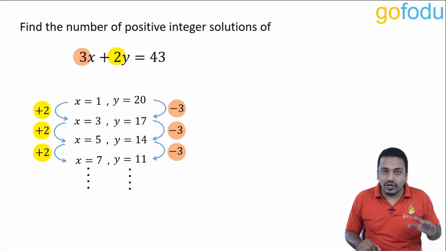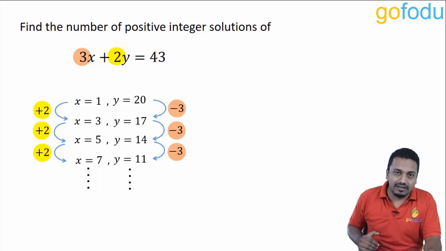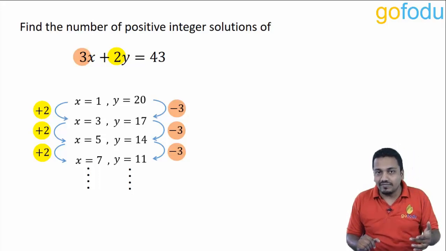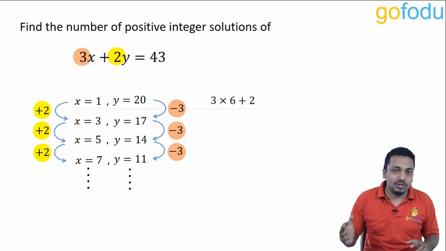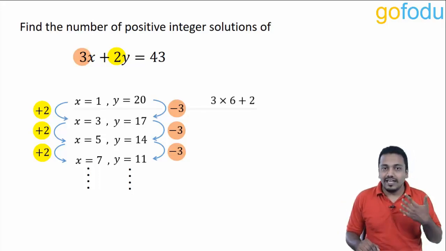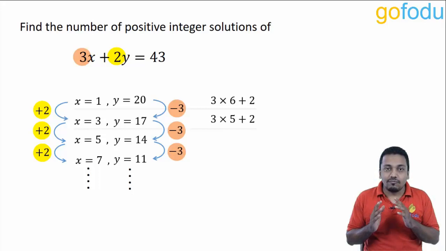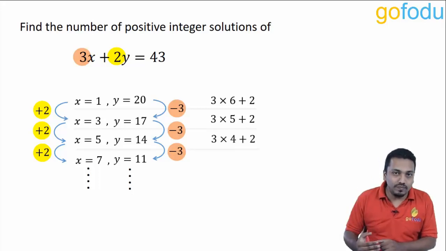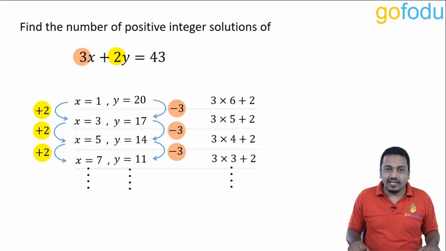Look at the first value, 20, and divide it by the decrement that is occurring every time, which is 3. 20 divided by 3 is 6 and the remainder is 2. So 20 could be written as 3 into 6 plus 2. Next we have 17, which could be written as 3 into 5 plus 2. Then 14 is 3 into 4 plus 2. 11 is 3 into 3 plus 2. The pattern is quite evident, I guess.